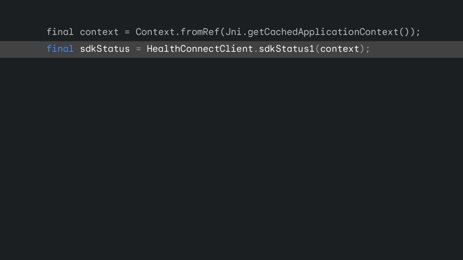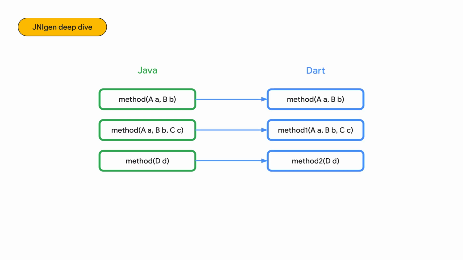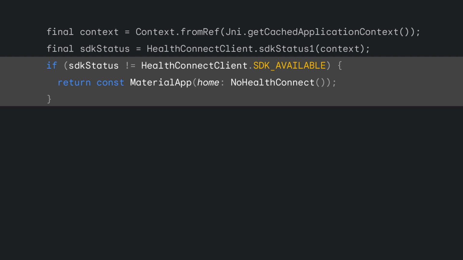But why is the method's name SDK status 1? Because in Java, we can have multiple methods with the same name that take different types and number of arguments. To differentiate them in the generated Dart code, JNIGen adds a number to the end of their names. All right, back to the code.